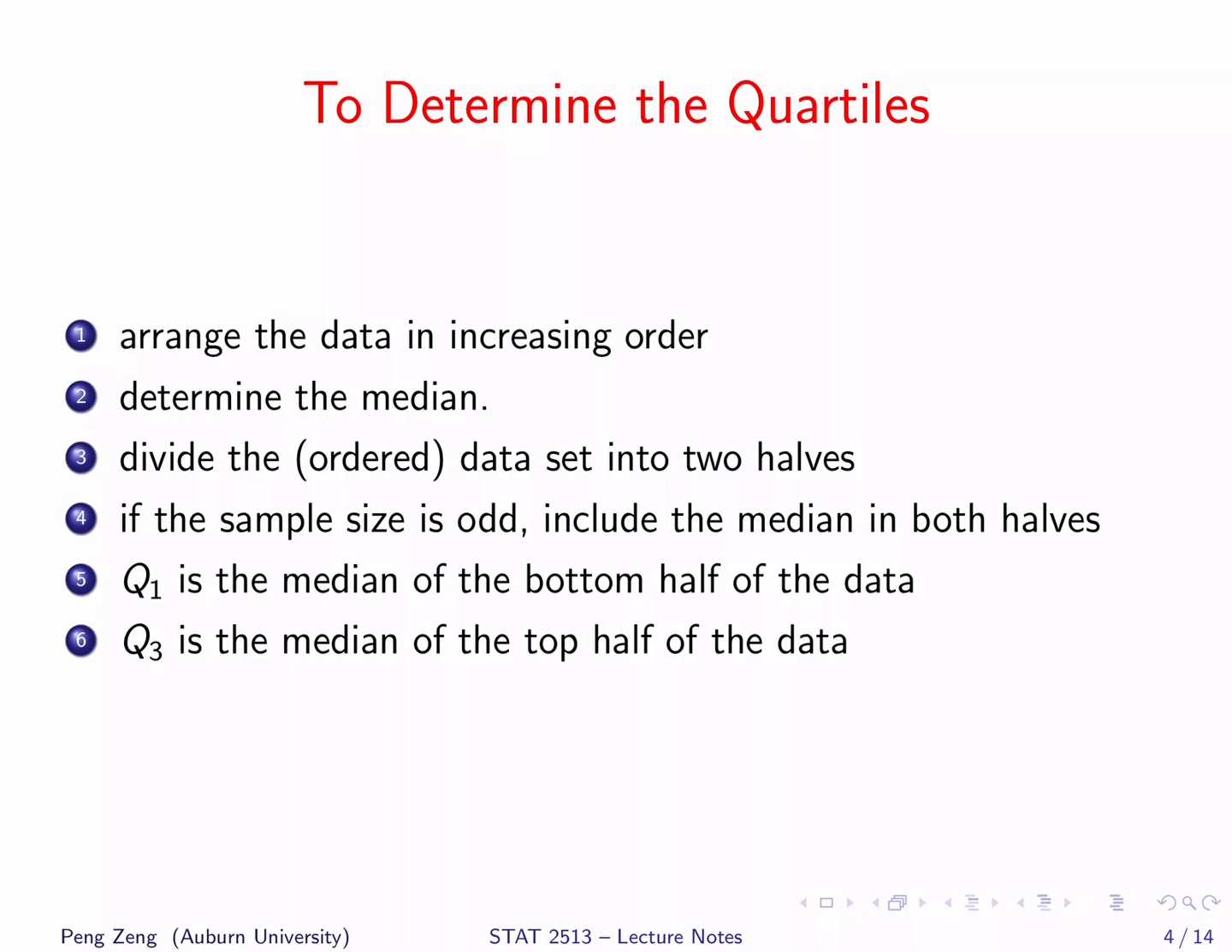In order to determine the quartiles, we first need to arrange the data in increasing order. Next, determine the median. We will partition the ordered dataset into 2 halves according to the median. If the sample size is even, each half exactly contains half of the original data. If the sample size is odd, we include the median in both halves. The first quartile, Q1, is the median of the bottom half of the data. The third quartile, Q3, is the median of the top half of the data.